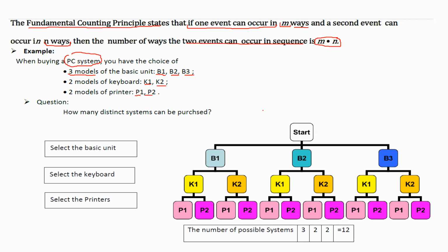First I start with either basic unit B1, or basic unit B2, or basic unit B3. With basic unit B1, I can use keyboard 1 or keyboard 2. With basic unit 2, I can choose keyboard 1 or keyboard 2. With basic unit 3, I can choose keyboard 1 or keyboard 2. With keyboard 1, I can choose printer 1 or printer 2, and with K2, printer 1 or printer 2. So how many ways in total? If we count them, 1, 2, 3, 4, 5, 6, 7, 8, 9, 10, 11, 12.